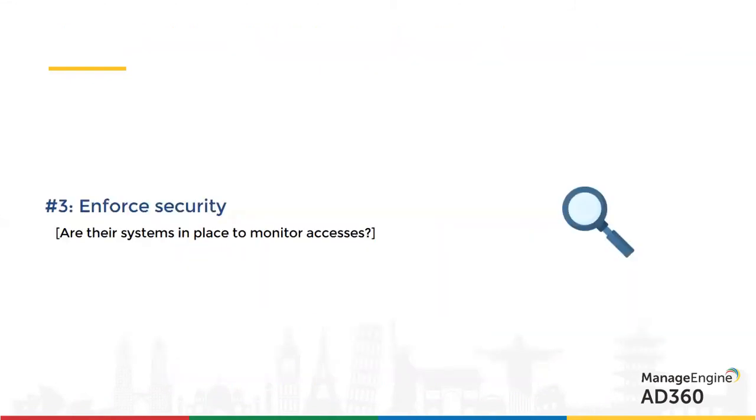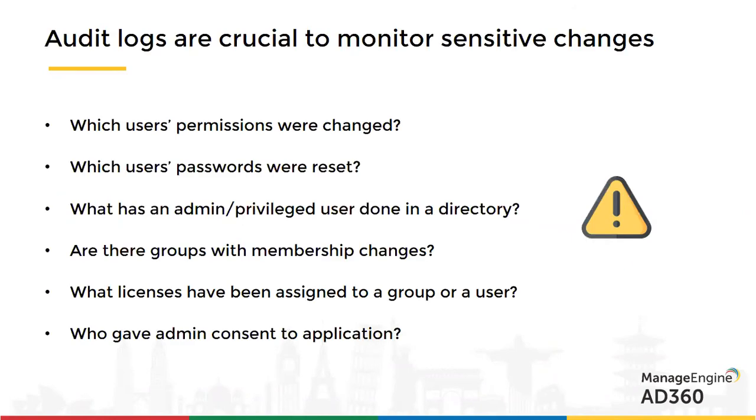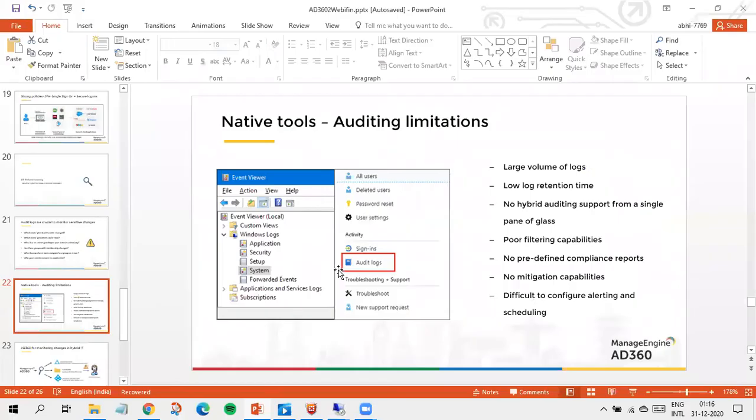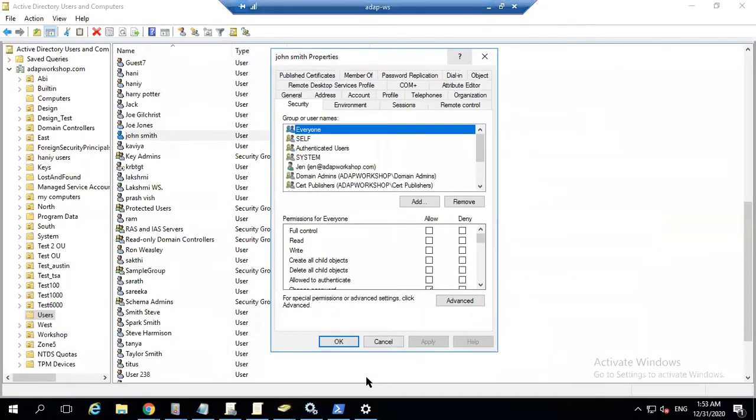The last thing that we need to do is enforce security. And when I say security, the first thing that comes to mind is your audit logs. Audit logs are crucial for you to monitor sensitive activities happening in your Active Directory or your Azure AD environment. Right? The problem with audit logs is that they have certain limitations, both in AD and in Azure. Active Directory has something called the event viewer, and Azure AD has something called the audit logs. The problem with these two is that they both record a large amount of activities.